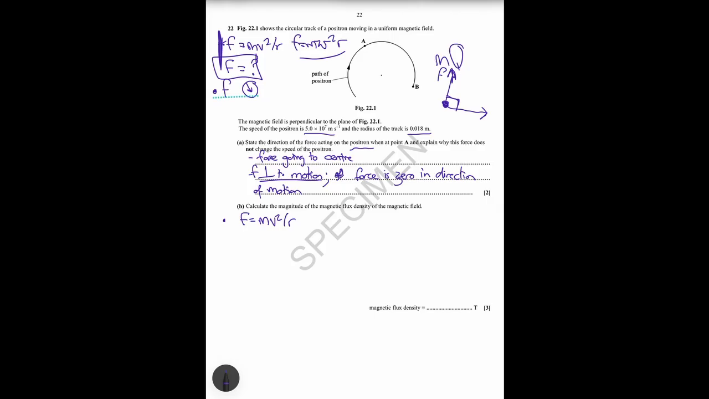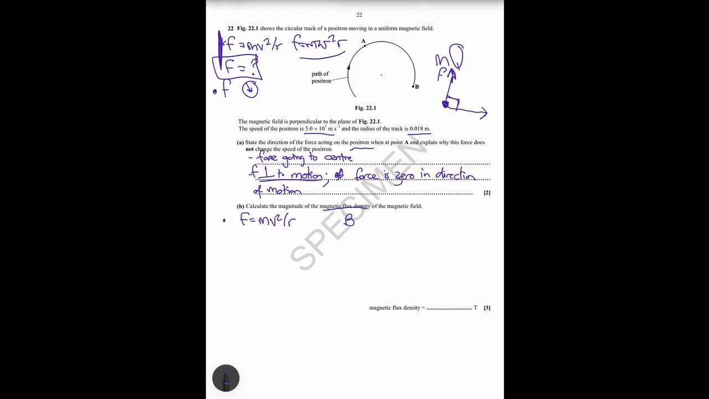Now, I know that I'm going to need to put that F equal to something else. And what is that F going to be equal to? Well, I can either do it by looking at the information that I've got, looking at what the topic is and seeing what the force is going to be for that. But in this question, I'm looking for the magnetic flux density. So I'm looking for B.